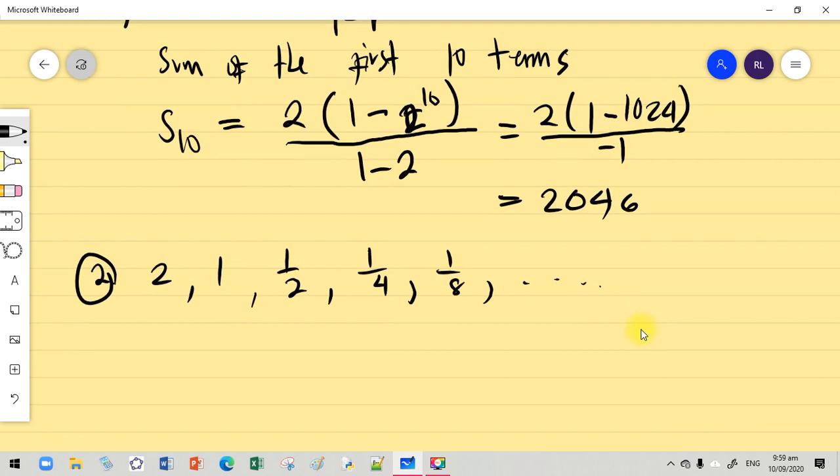Basically, 1/4 is lesser than 1/2. So 1/8 is less than 1/4. So the terms become smaller and smaller and smaller. Okay, but that's not the highlight of the sequence.